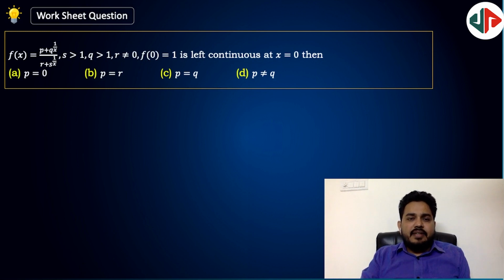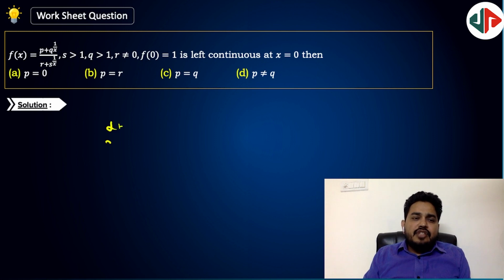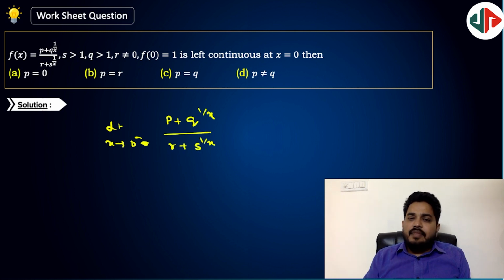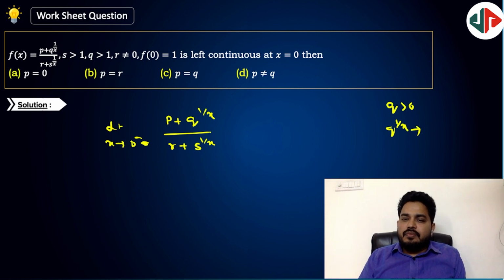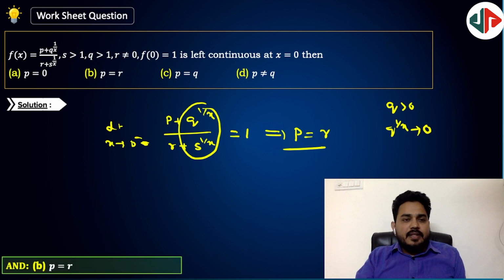Left continuous. So the function is left continuous means limit x tending to 0 minus. So p plus q to the power of 1 by x by r plus s to the power of 1 by x. q is greater than 0, q to the power of 1 by x goes to 0. So both will go to 0, 1. So you will be getting p is equal to r as the answer.